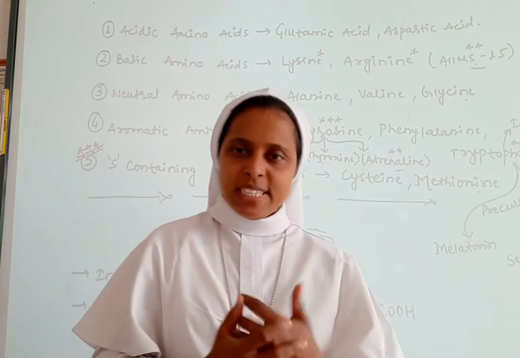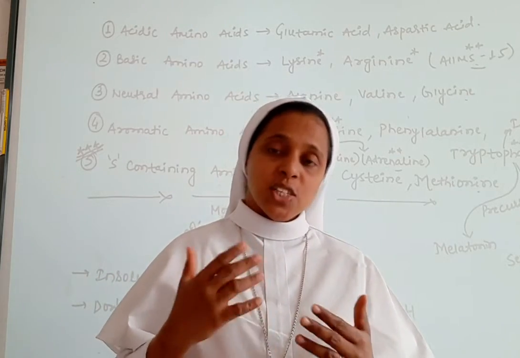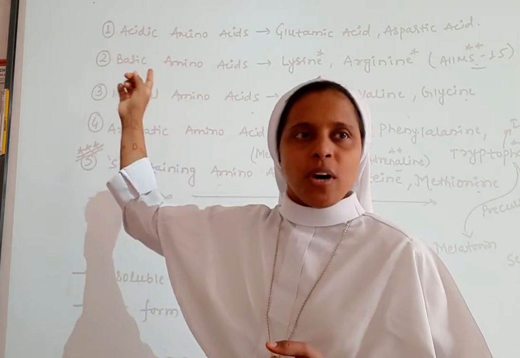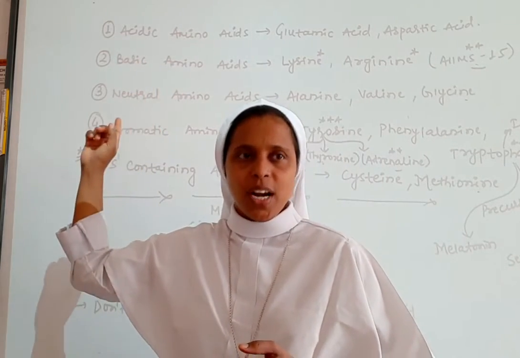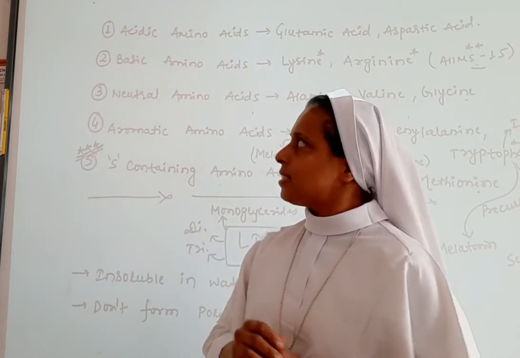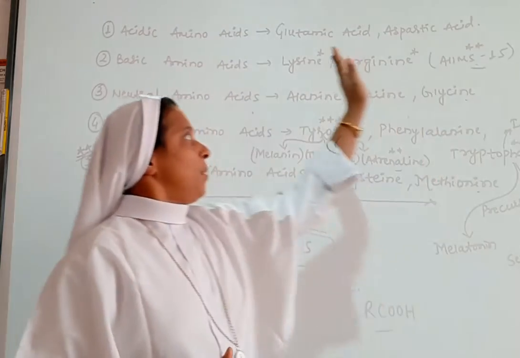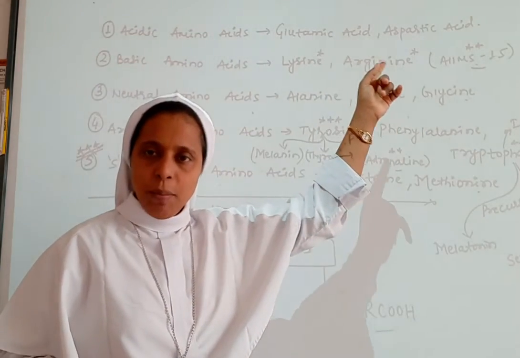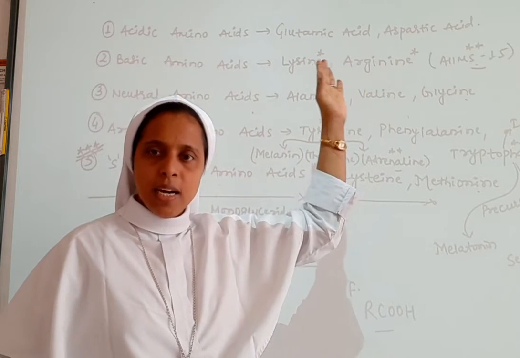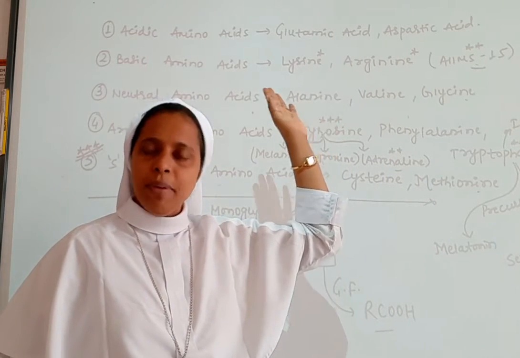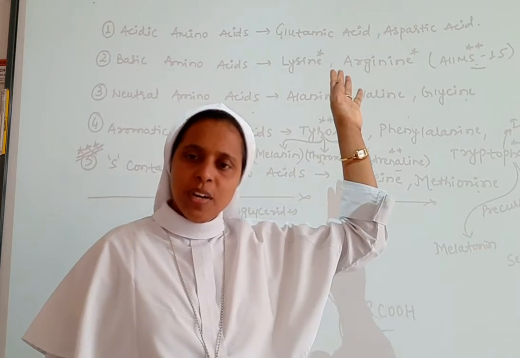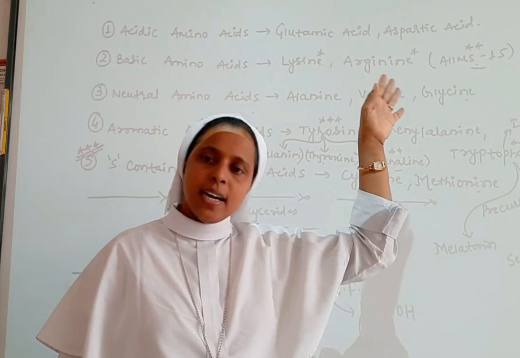As I have told you just now, amino acids are being categorized. What are they? They are acidic amino acids, basic amino acids, neutral amino acids, aromatic amino acids, and sulfur containing amino acids. Acidic amino acids have examples as glutamic acid and aspartic acid. Then basic amino acids, we have lysine as well as arginine.